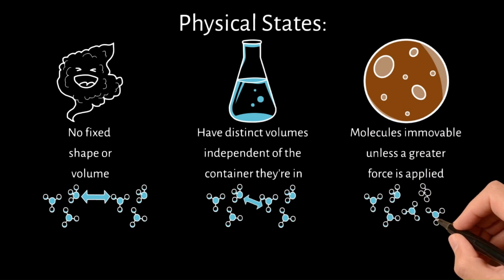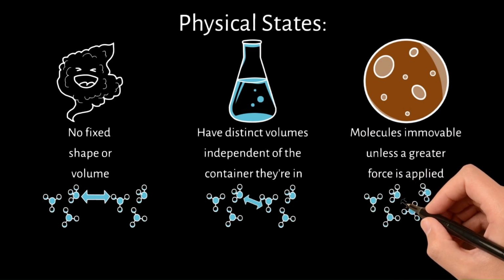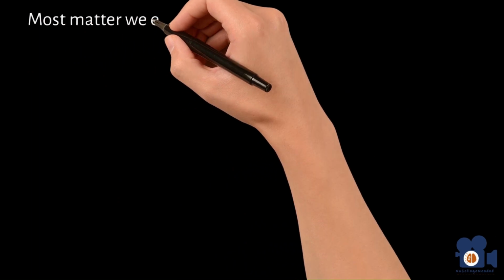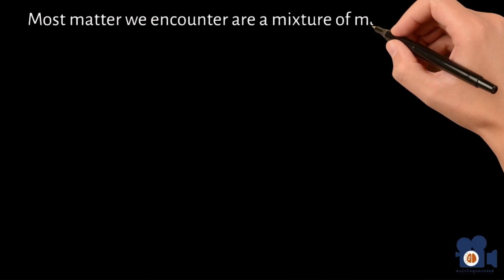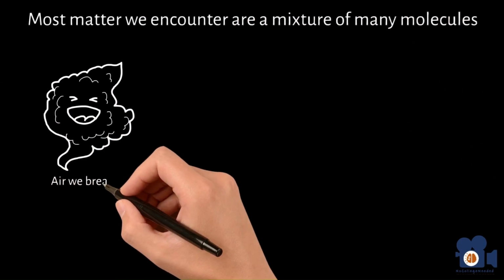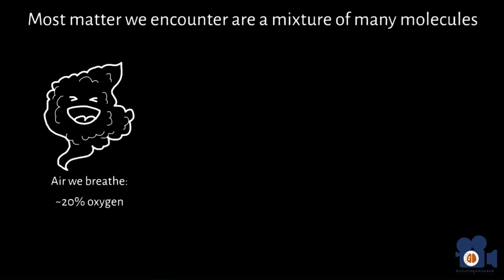It's important to remember that pressure and temperature can play a large role in states of matter and the conversions between states. Most forms of matter that we encounter on a day-to-day basis are a mixture of many different molecules. The air we breathe is only about 20% oxygen. The rest is a mix of a bunch of other gases.